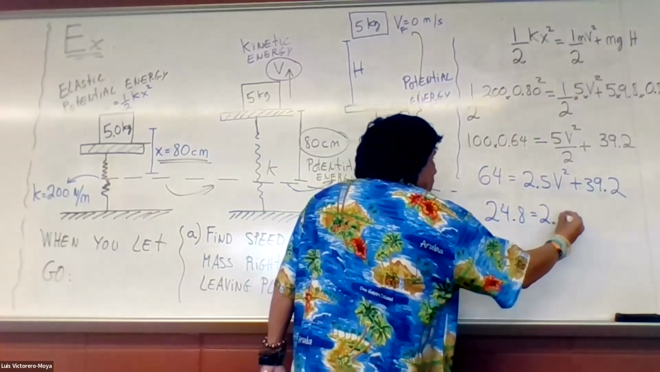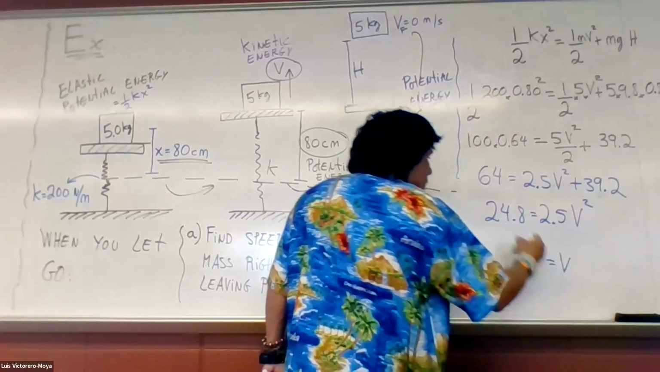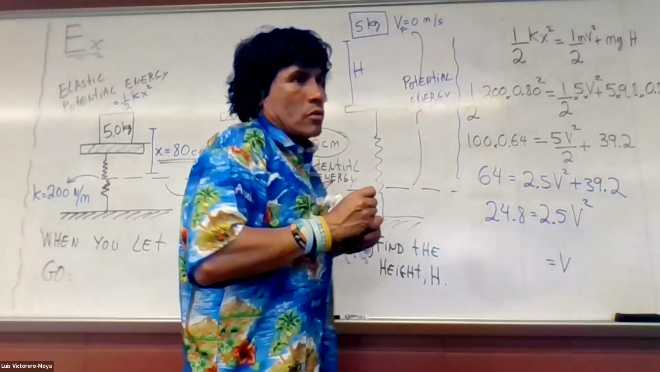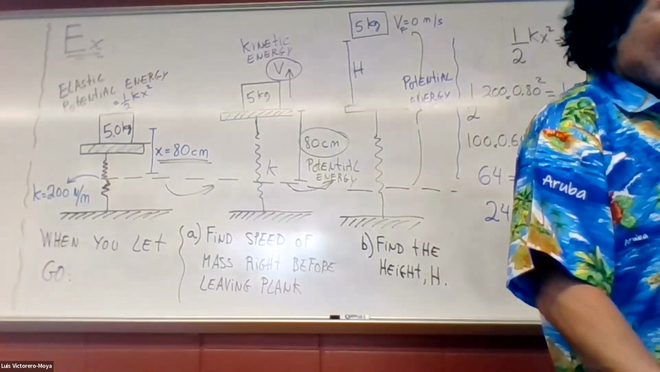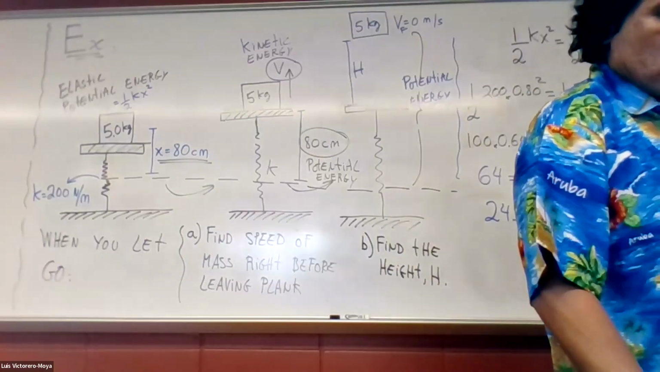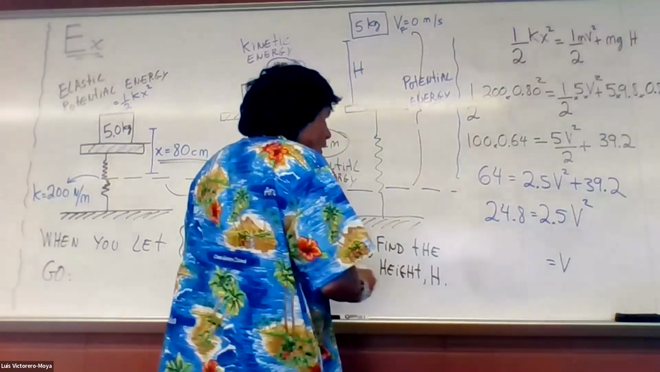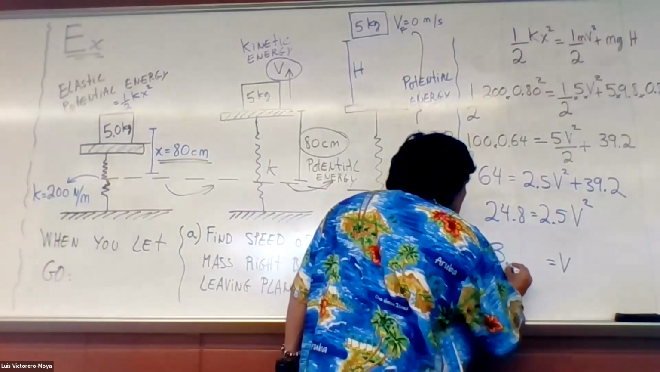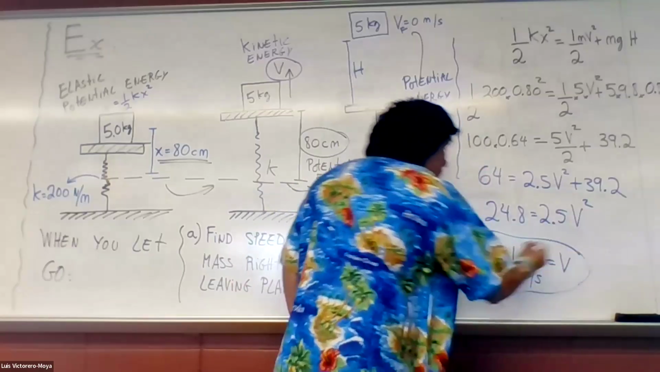That's 2.5 v squared. So v is this divided by that, square root. So 24.8 over 2.5, square root, 3.1 meters per second. There you are.